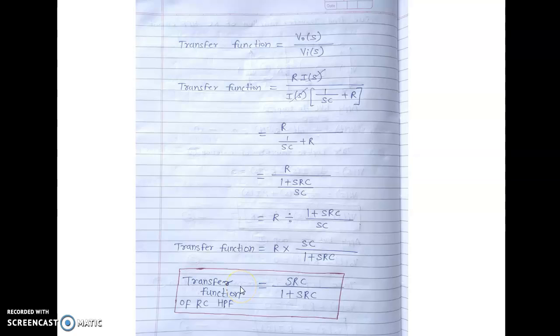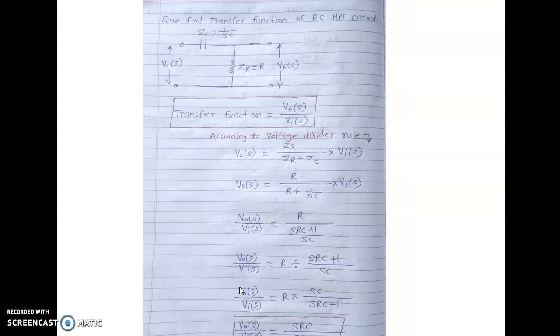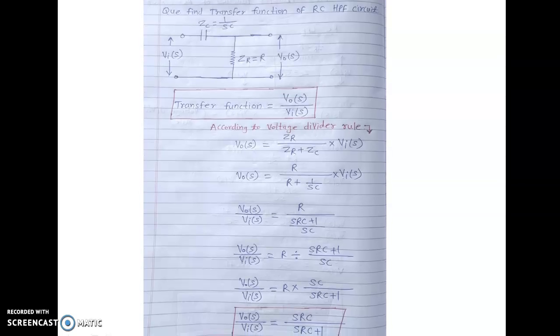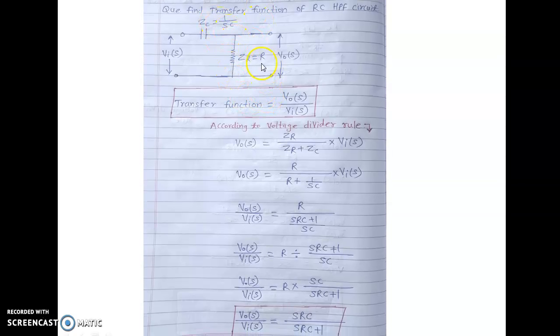Similarly, we can go for method number 2. In method number 2, we are applying the voltage divider rule. In the voltage divider rule, we are measuring the output voltage across resistor R. So what is the transfer function? It is the ratio of the Laplace transform of output to the Laplace transform of input. According to the voltage divider rule, we measure the output voltage across resistor R, so impedance of R divided by the total impedance of the circuit, that is ZR, impedance of R, plus ZC, impedance of the capacitor.